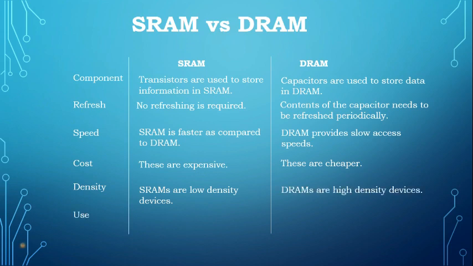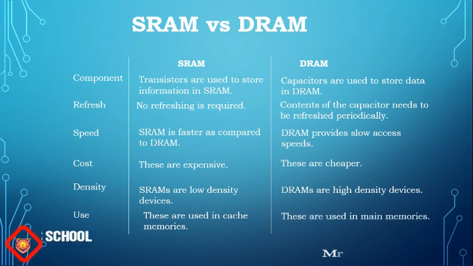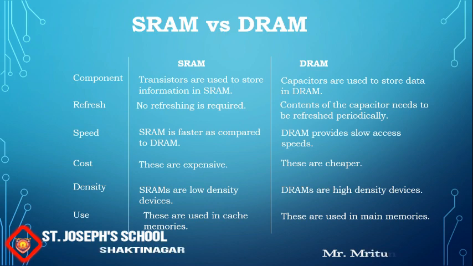And if we talk about the use, SRAM is used in cache memory, which we will see further, whereas DRAM is used in main memories. So these are the main differences between SRAM and DRAM.